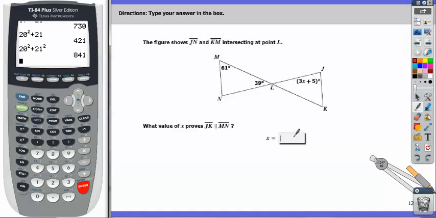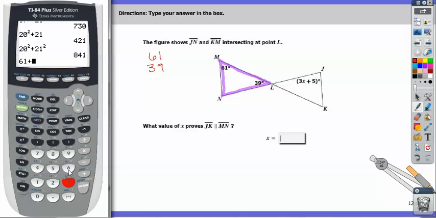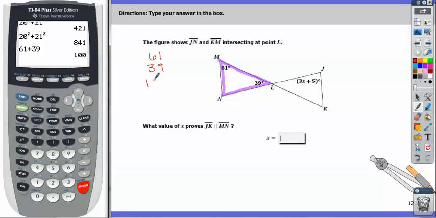Next, well, this doesn't look very hidden, but they are two triangles, and I'm trying to work with parallel here. So let's see what I can do. I do see a triangle sitting over here, and I know that triangles add up to 180 degrees. So if I add 61 and 39, I get 100. And 180 minus 100 is 80. So I know that this is 80.